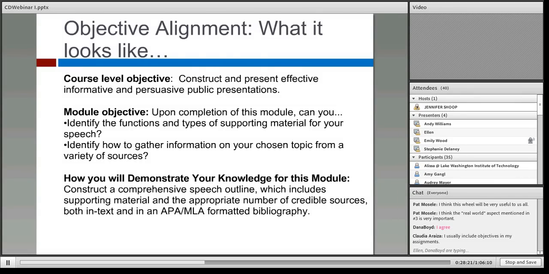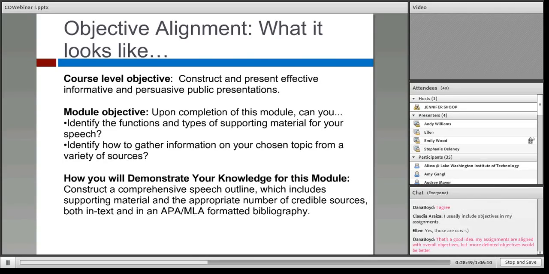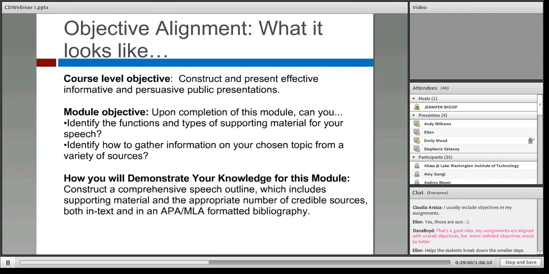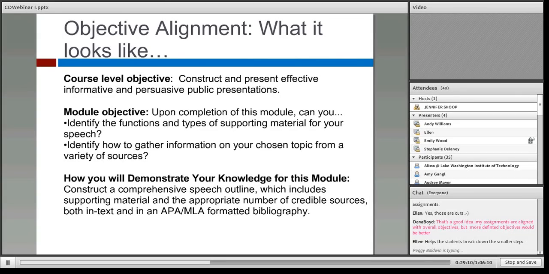And this is a really good way for a student to self-assess their learning, to say, well, I can do this number one, identify the functions, but I'm having trouble with this one. And it's a really great way that the instructor and/or the student can give and get some pinpointed feedback on where they're struggling. And then looking at, well, how will the student demonstrate the knowledge for this module? In this case, we want them to do something and to produce something, and that is construct a comprehensive speech outline, which really looks at the supporting material. So that gets back to that idea of getting informative and getting supporting materials in there, and then also using credible sources. Ellen says it helps the students break down into smaller steps. Absolutely.